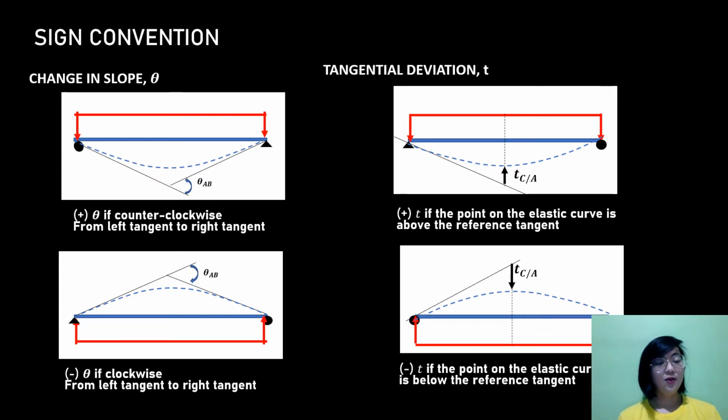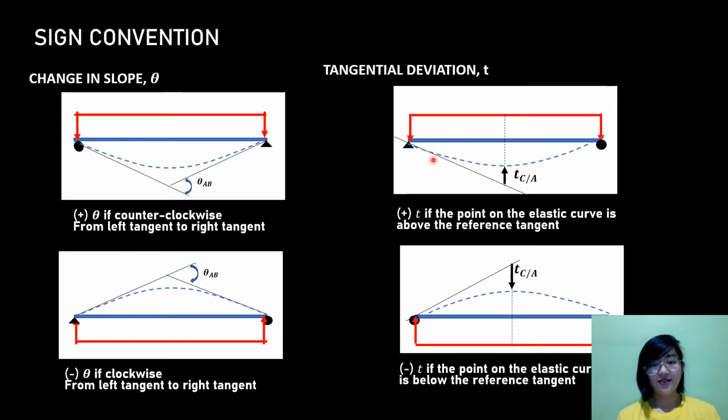So now, let's go to sign convention. The sign convention for change in slope, or theta, is positive if counterclockwise from left tangent to right tangent. So this one is the left tangent and this one's the right tangent. So papunta siya sa right tangent, so it is positive. Next is negative theta if clockwise from left tangent to right tangent. So for yung theta AB is going to right tangent, so that is negative.